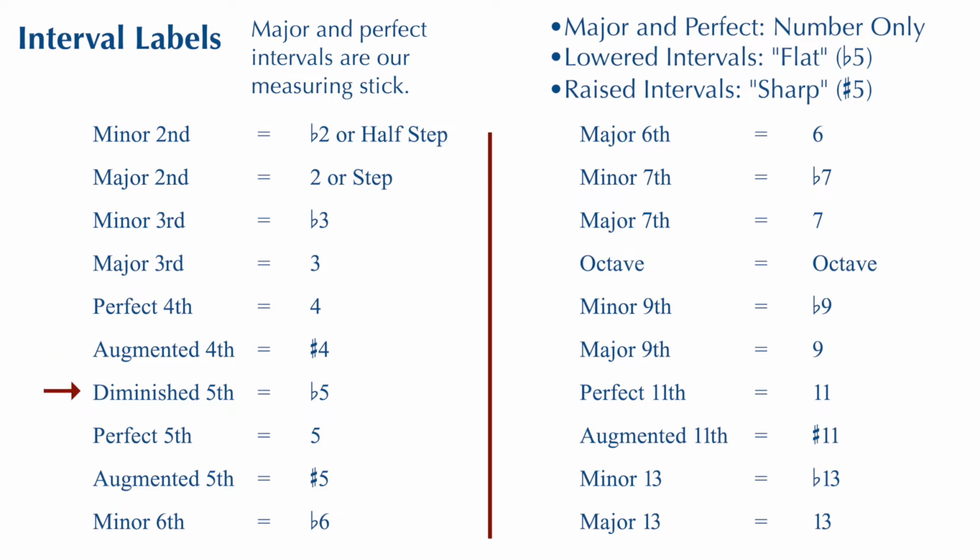Your diminished fifth is labeled flat 5, while your perfect fifth is labeled 5, and your augmented fifth is labeled sharp 5. A minor sixth can be labeled as flat 6, and your major sixth is just labeled as 6. Your minor seventh is labeled as flat 7, and your major seventh can be labeled as 7. And an octave is just an octave. Just as your minor second can be called flat 2, your minor ninth can be called flat 9, and your major ninth is usually just called a 9. Your perfect 11 is labeled as 11, and your augmented 11th is labeled as sharp 11. And then your minor 13th is labeled flat 13, and your major 13 is labeled 13.